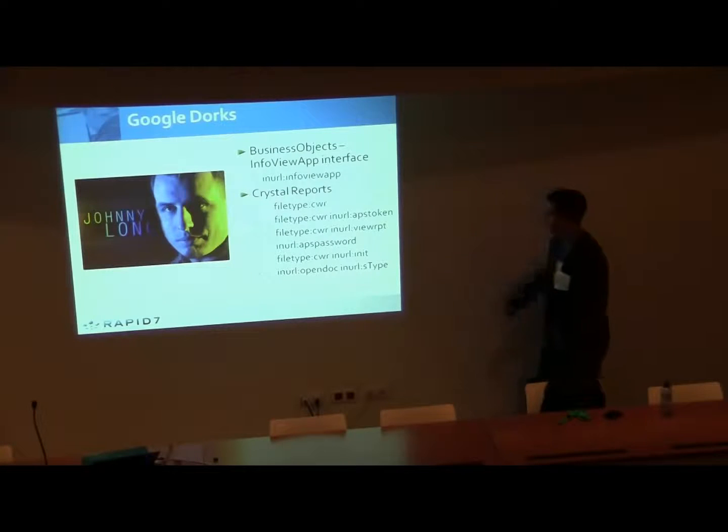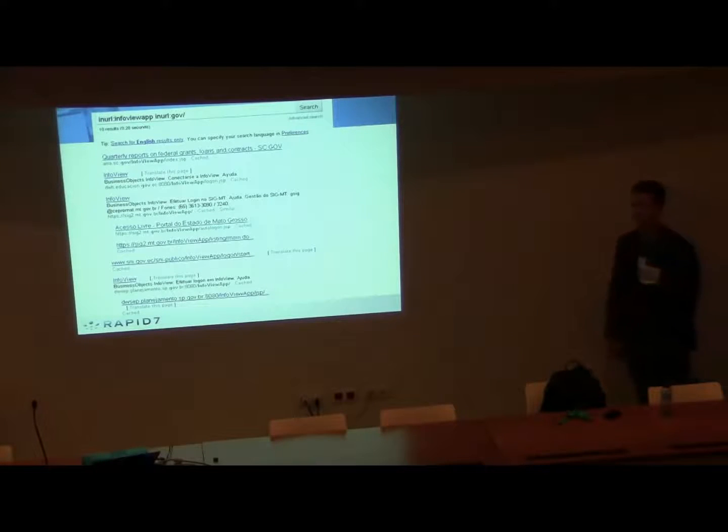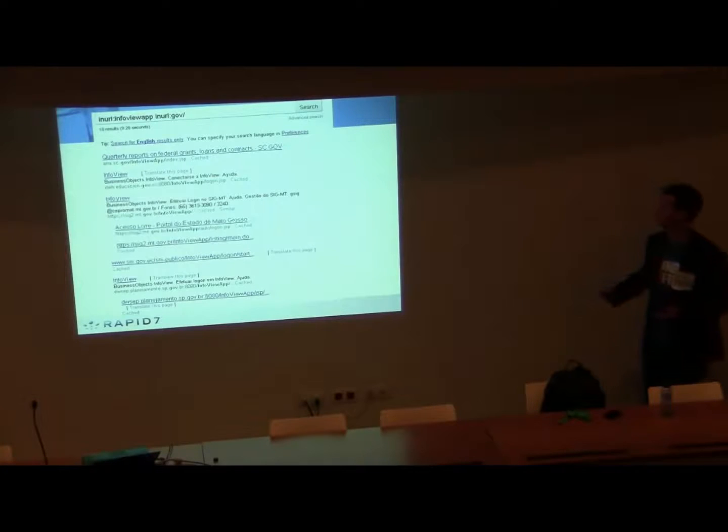Just some more here for reference. So here are a few InfoView apps in URL gov. So these are deployed, they've been cached already. It's arguable, is your risk increased by this? Well, like any service, your risk increases by having it exposed, although I don't really see the use in having it cached on Google.